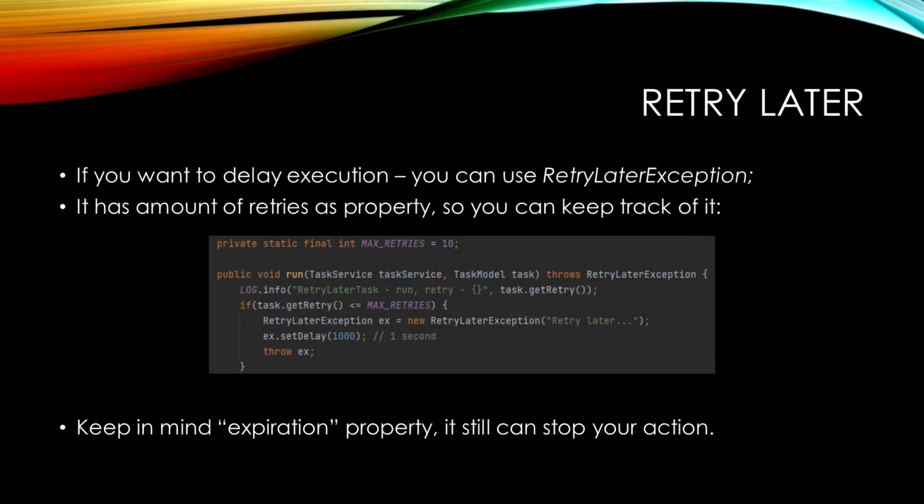The retry later exception can also be used to retry your task processing later. Task is holding the amount of retries it already did, so you can keep a track of a number of retries and exit from the loop once the amount reaches the limit. But remember about the expiration property. It will not be changed in the case of a retry and still can expire your task.